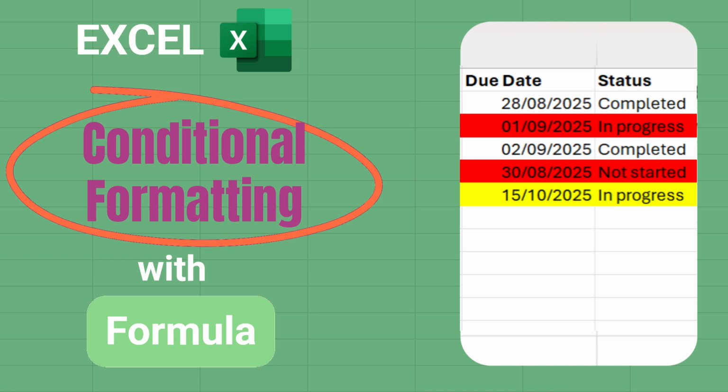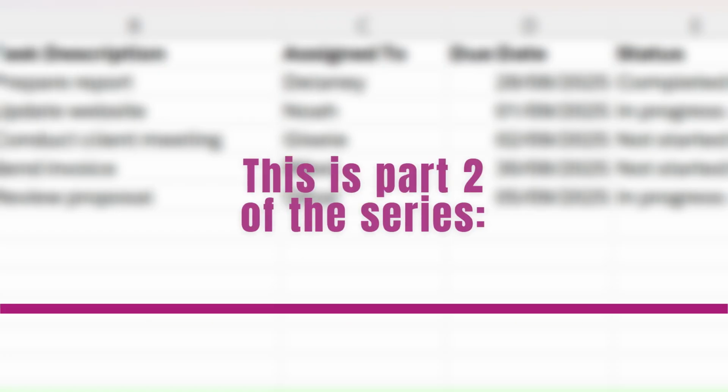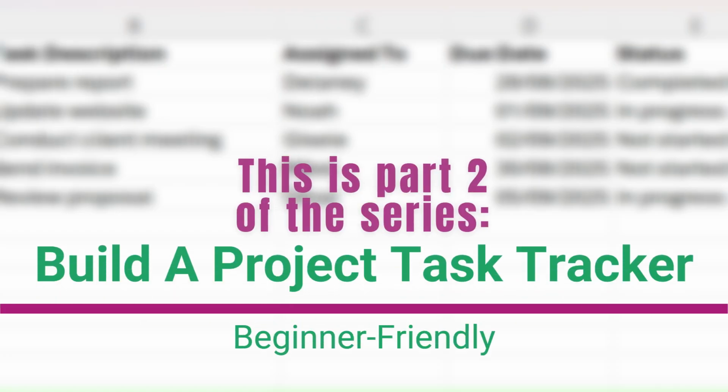In this tutorial, I'll show you how to use conditional formatting in Excel to automatically highlight overdue tasks. This is a simple and efficient way to stay on top of deadlines without checking them one by one.